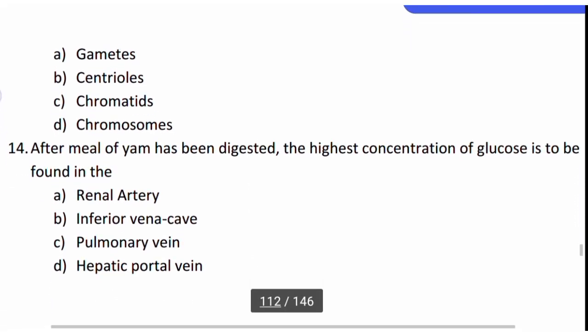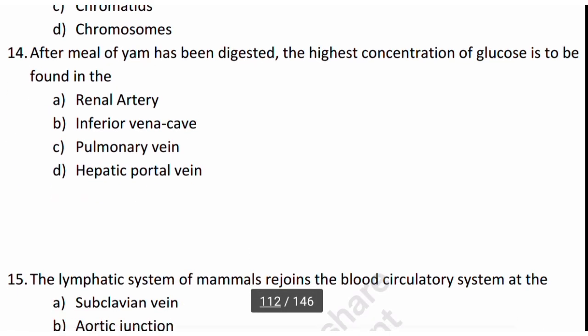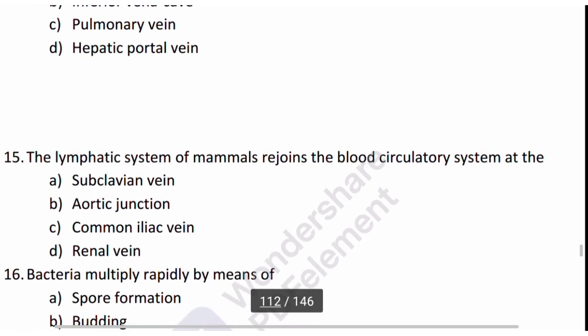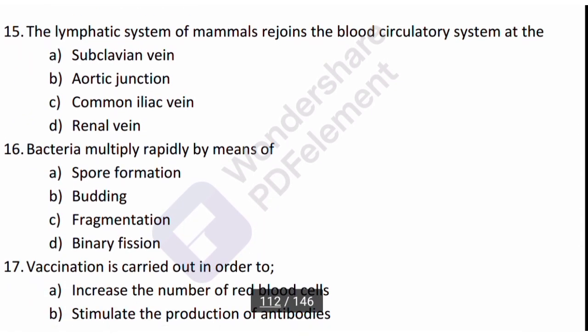Okay, D. After the meal of a yam has been digested, the highest concentration of glucose is to be found in the, where do you find it? Is it the renal artery, femoral? Okay, the answer is hepatic portal vein. Option D. The lymphatic system of mammals rejoins the blood circulatory system at the, where does it rejoin? Is this the subclavian vein or aortic or renal vein? Subclavian vein. Okay.